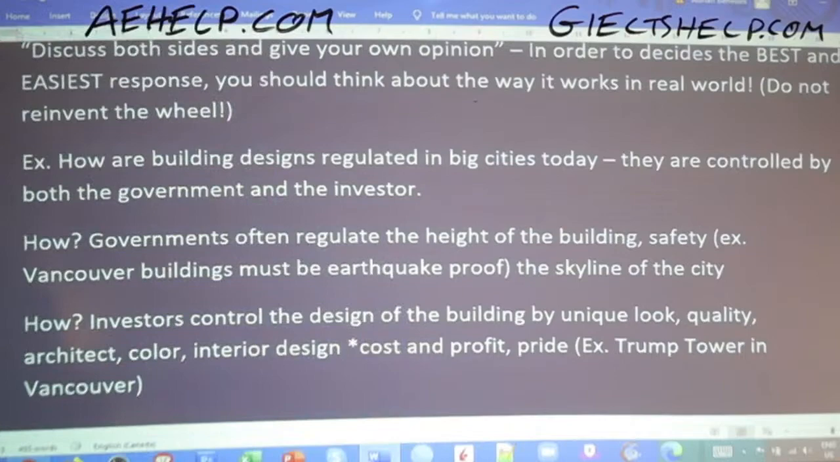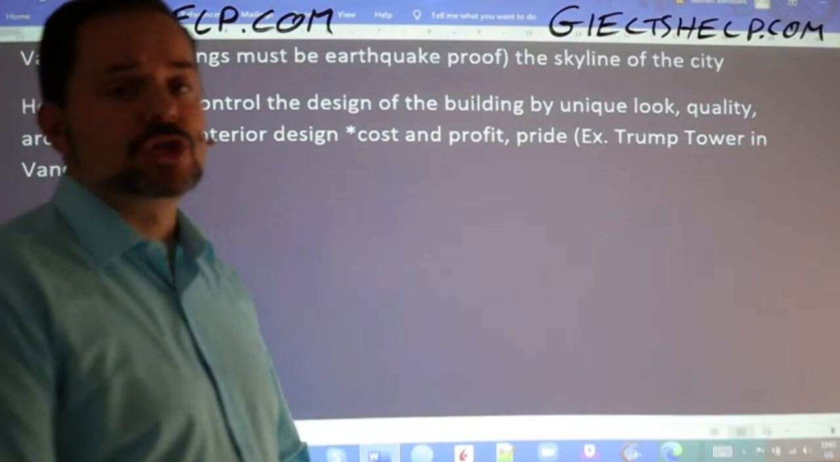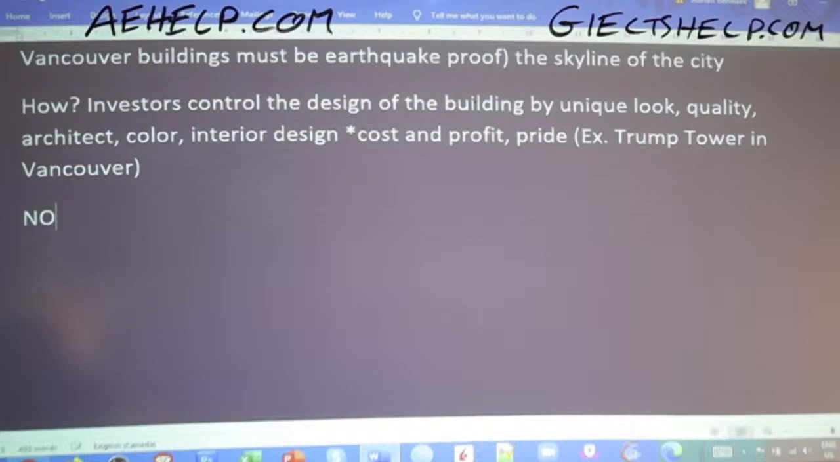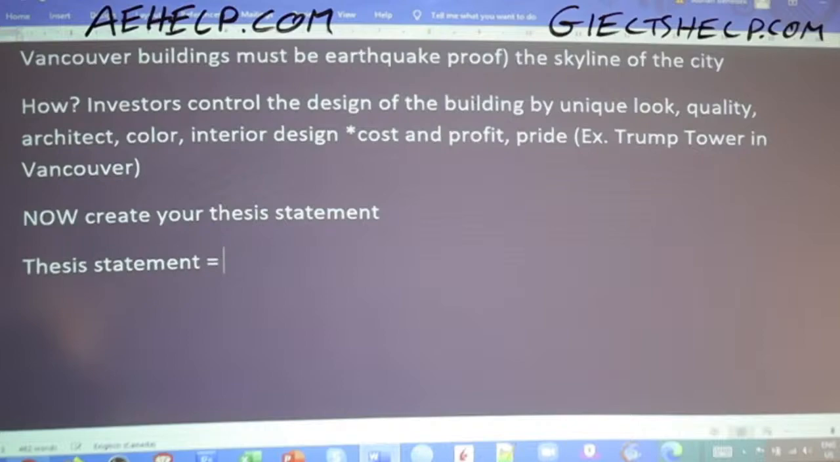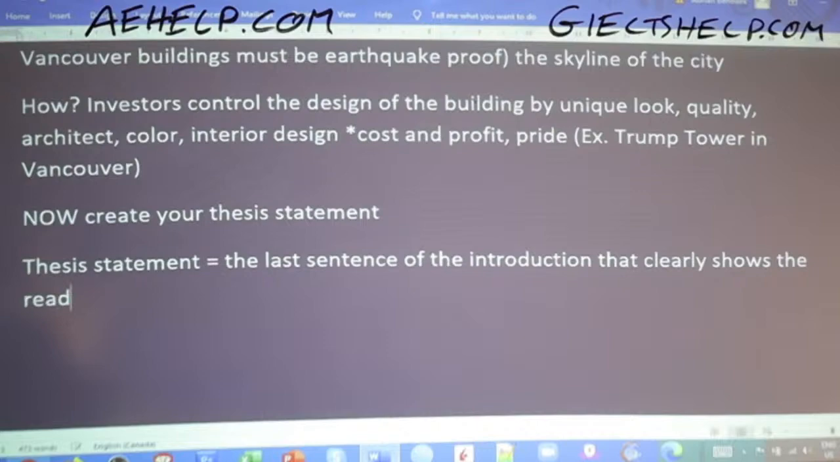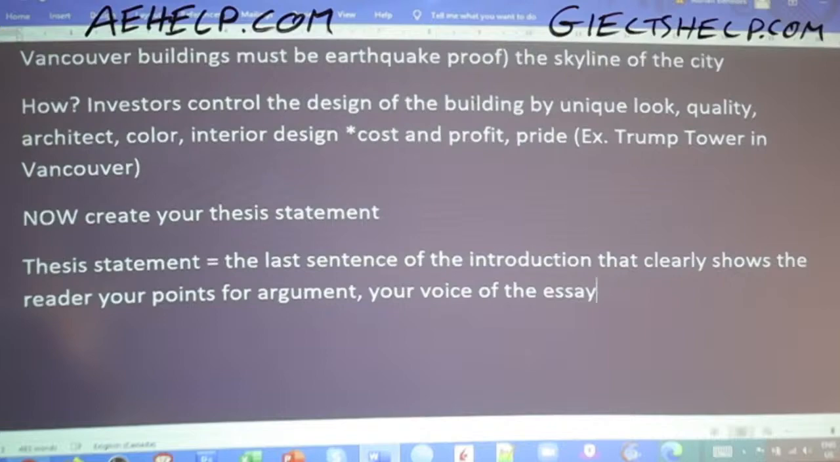Okay, so now that we have this, so we took a little bit of a different approach, we can now create our thesis statement, okay? And this will also help formulate your own opinion, okay? For those of you who don't know, the thesis statement is the last sentence of the introduction that clearly shows the reader your points for argument, your voice of the essay, okay? And the structure. So that's what your thesis statement is.